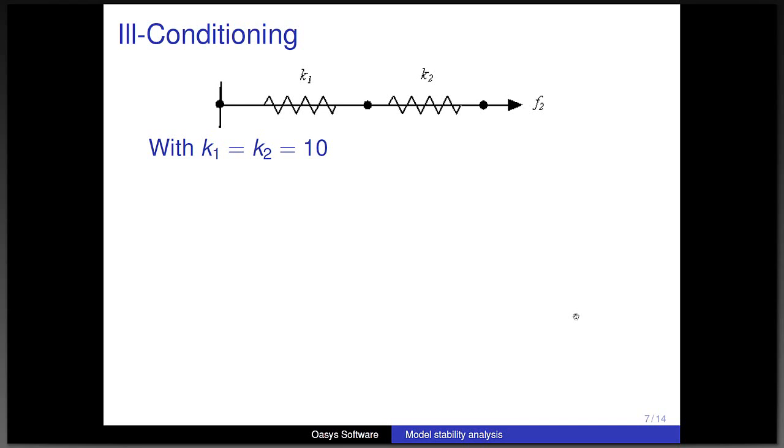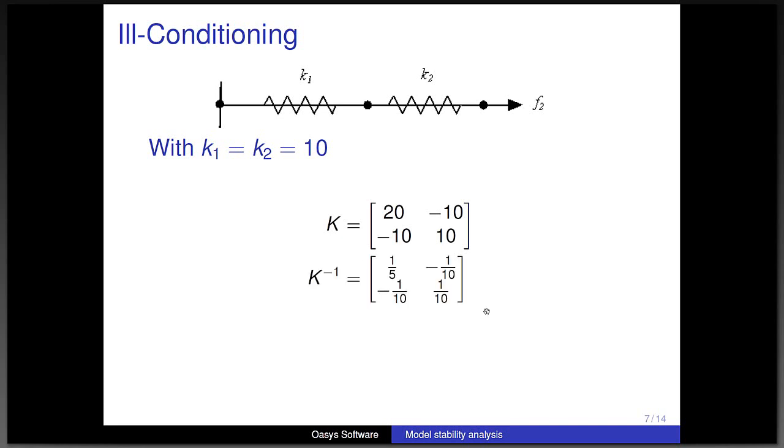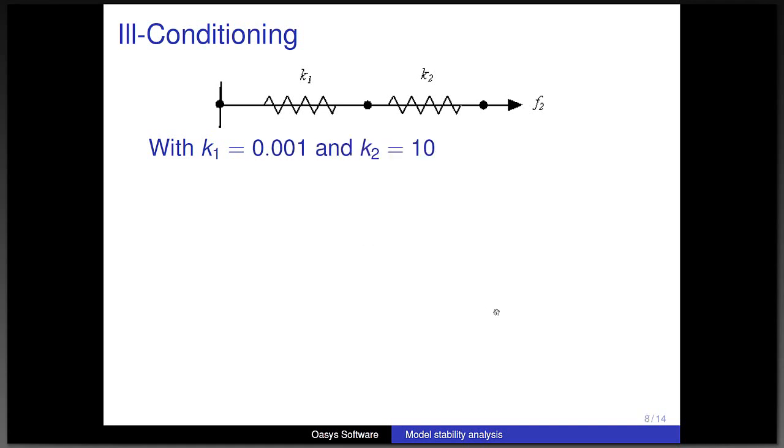So far, so good. If we have values for the stiffness, say they're both 10 in some units, the stiffness matrix looks like that, and the inverse would look like that. And so it would then be possible to solve for the displacement given that we know the force. But if we had a slight variation in the stiffnesses, so K1 is 0.001 and K2 is 10, the second spring is 10,000 times stiffer than the first one.